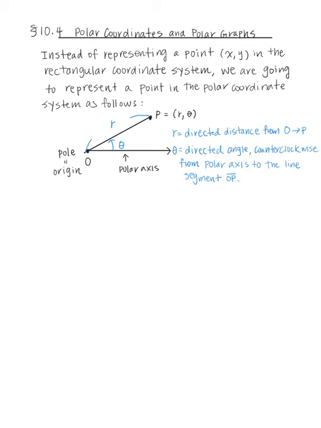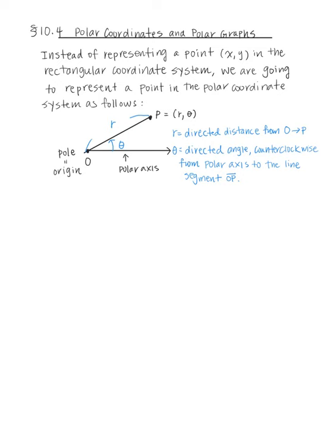Now r is called the directed distance from O to P, and theta is the directed angle counterclockwise from the polar axis to the line segment OP. So what is the directed distance? Well, distance usually is positive, but with directed distance, your distance can be negative. Same thing with our angle theta. Our angle theta can be positive or negative, just like what we learned in trigonometry class.